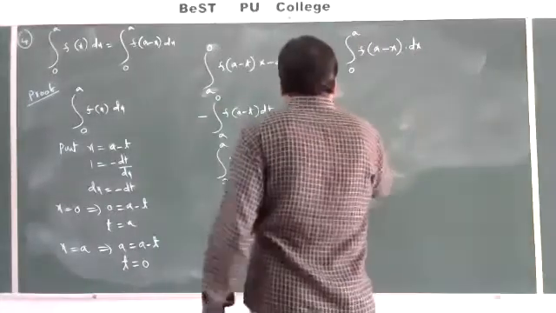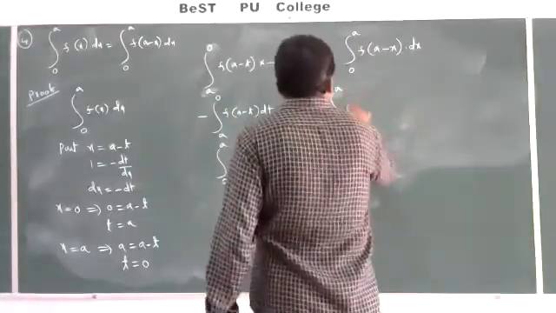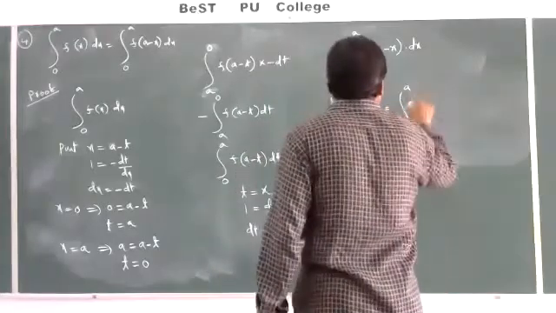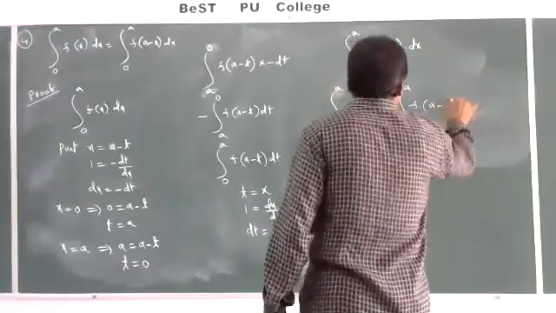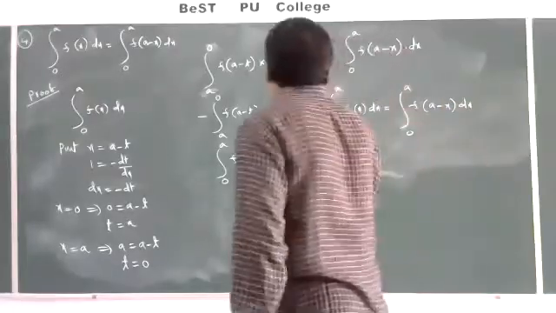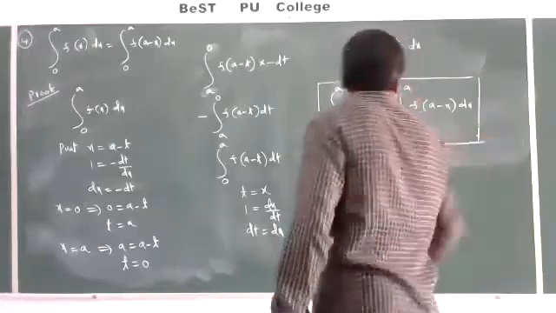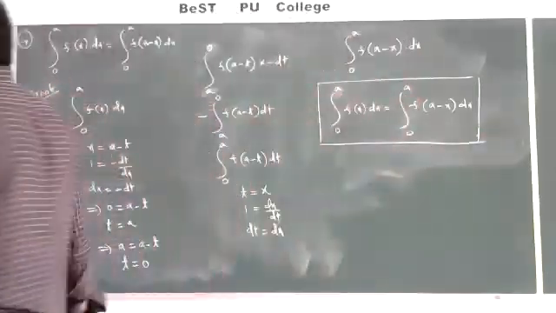That's why integral 0 to a f of x dx is equal to integral 0 to a f of a minus x dx.